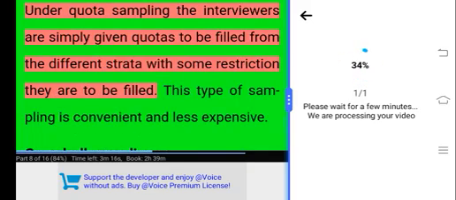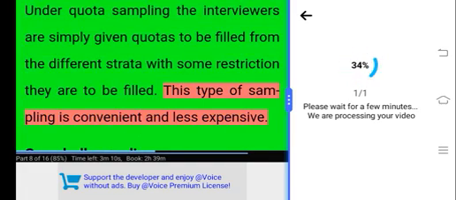Under quota sampling, the interviewers are simply given quotas to be filled from the different strata, with some restriction on how they are to be filled. This type of sampling is convenient and less expensive.